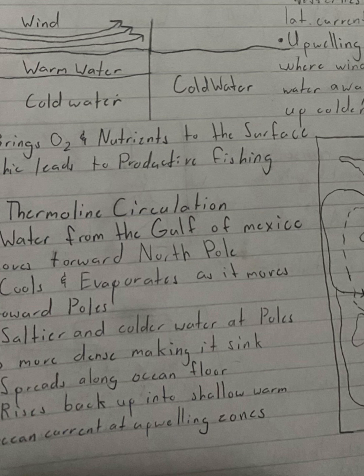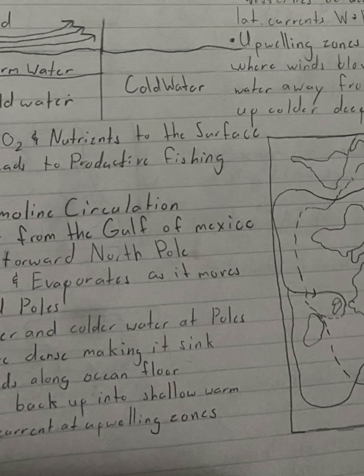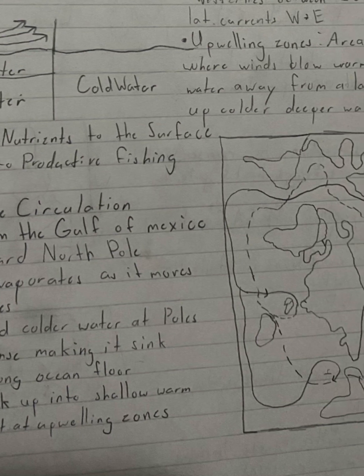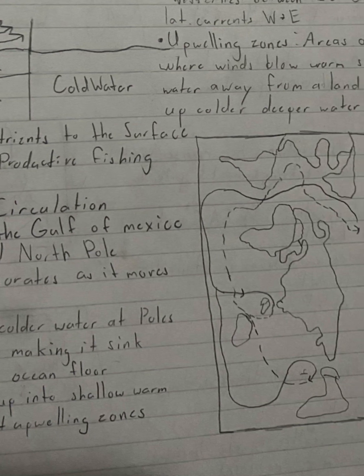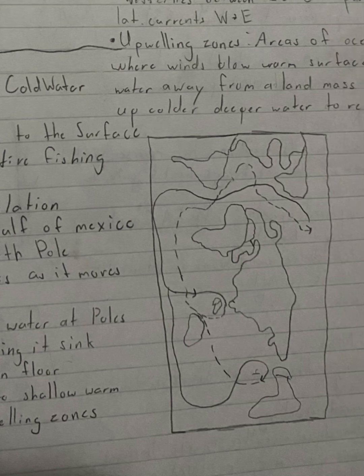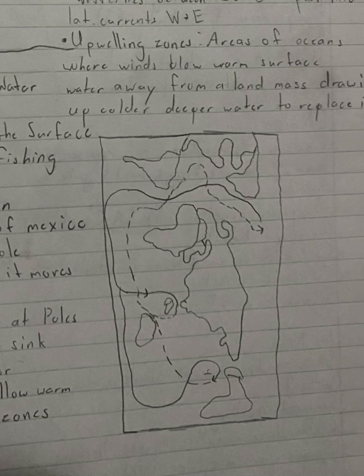We are now introduced to thermohaline circulation. Water from the Gulf of Mexico moves towards the North Pole. The water then cools down and evaporates as it moves towards the poles. At the poles, water is saltier and colder, which is more dense and makes it sink. This sinking process allows nutrients and sediments to spread along the ocean floor. The water then rises back up into the shallow warm ocean current at upwelling zones.